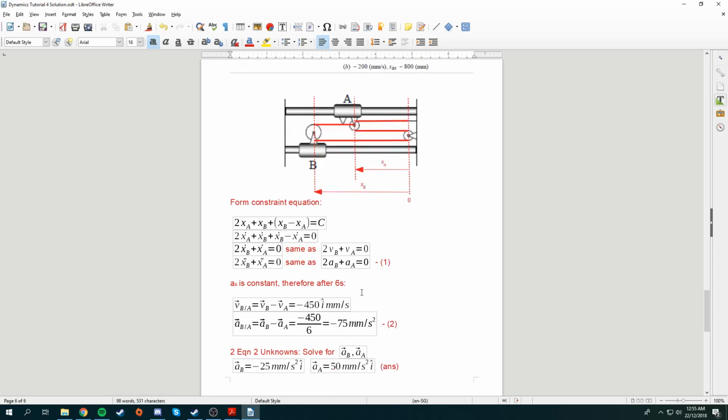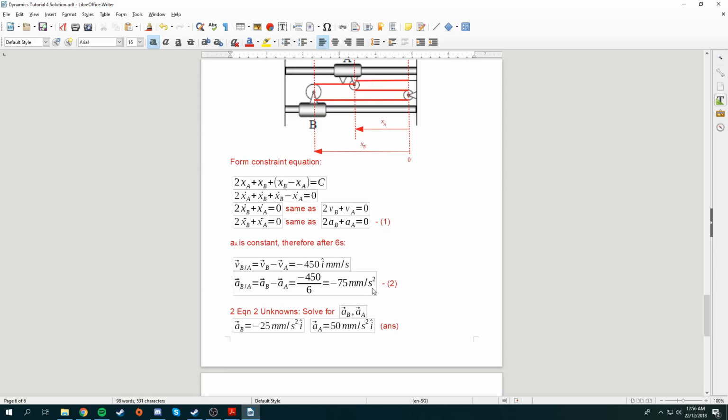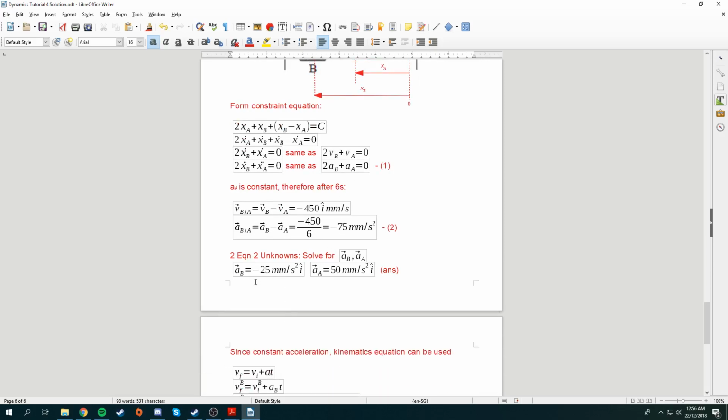Then I know it's a constant acceleration, hence I can divide it purely by the time, and I can get the constant relative acceleration of B from A. So that'll be negative 75 mm per second squared. Now I got 2 equations and 2 unknowns. My 2 unknowns are just a_B and a_A. So 2 equations, 2 unknowns, I can solve for these 2 unknowns.